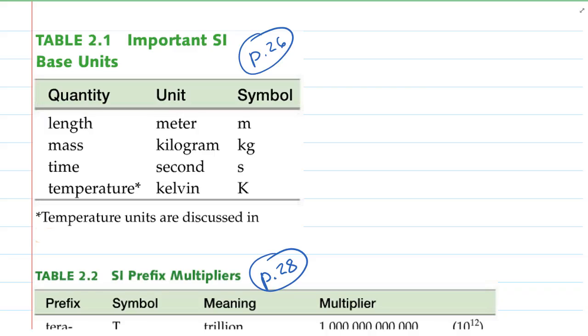If you were to look in your text, you're going to see some tables here, one on page 26 and 28. The one on page 26 is what we refer to as SI base units. First of all, anybody know what SI units are? If we use the term SI, what does that stand for? SI stands for the International System of Units, which is another name for the metric system.